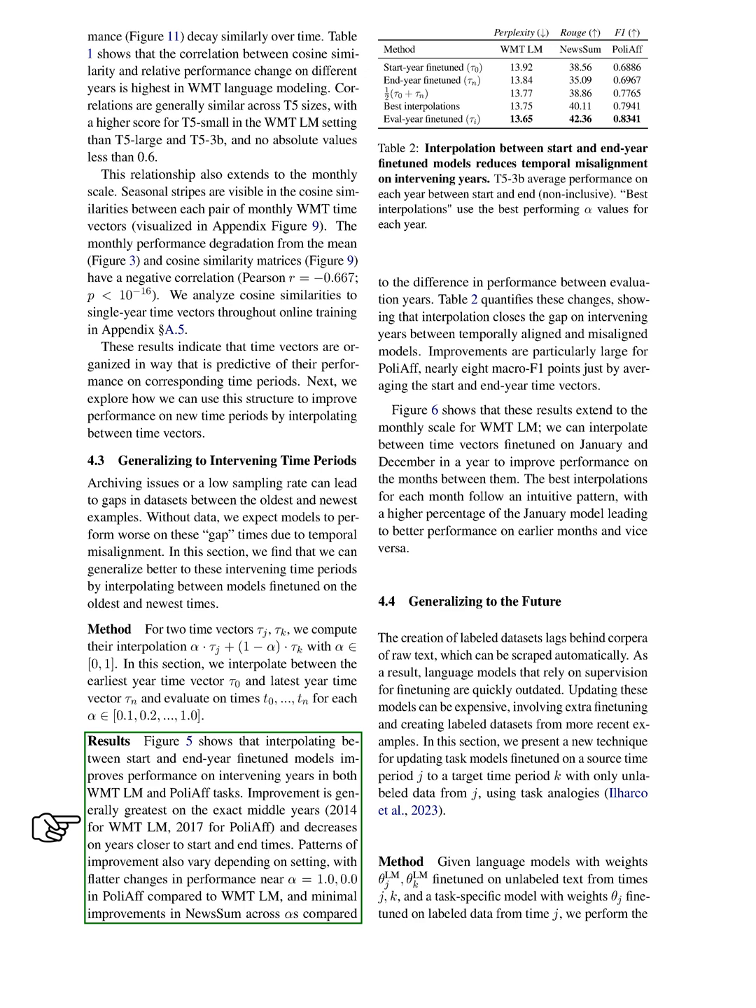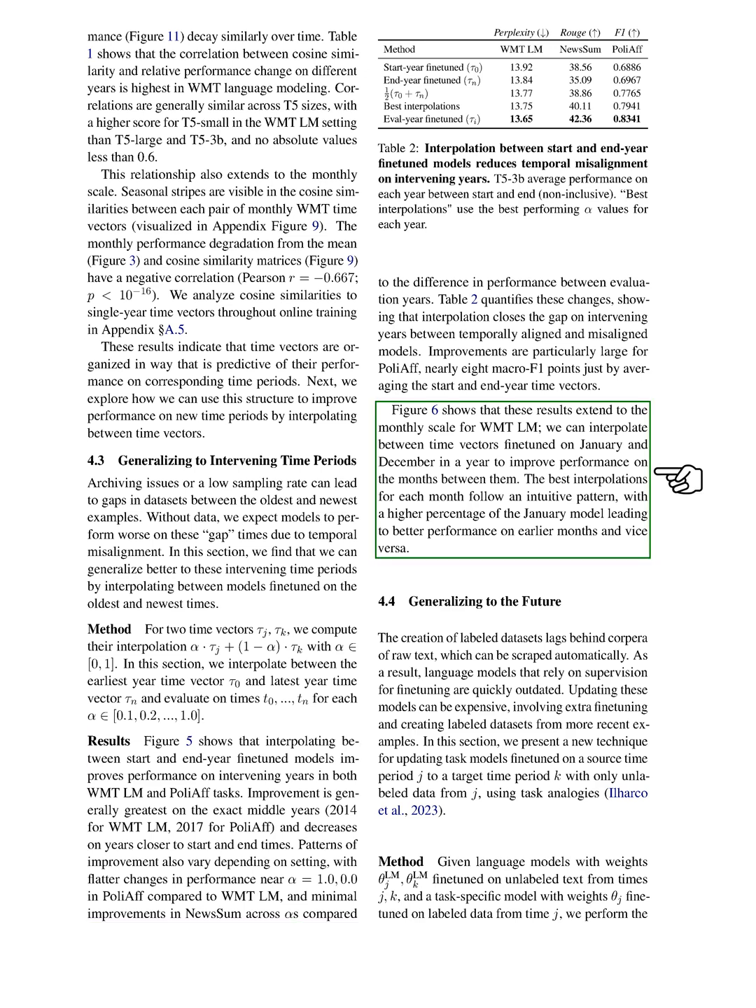We've also found that this interpolation method can help to improve performance on a monthly scale. For example, we can interpolate between time vectors fine-tuned on January and December of a year to improve performance on the months in between. The best interpolations for each month follow a logical pattern, with a higher percentage of the January model leading to better performance on earlier months and vice versa.